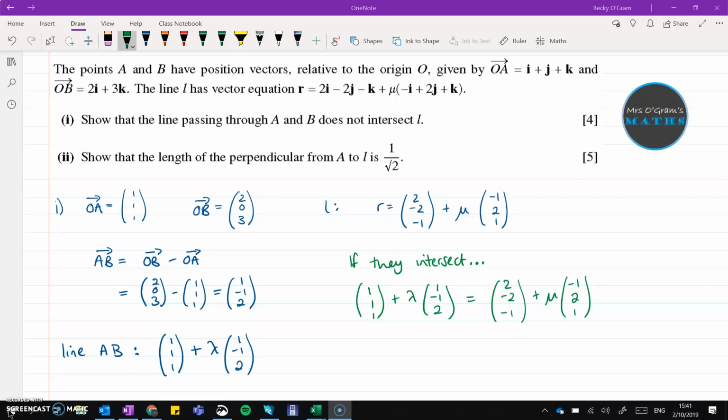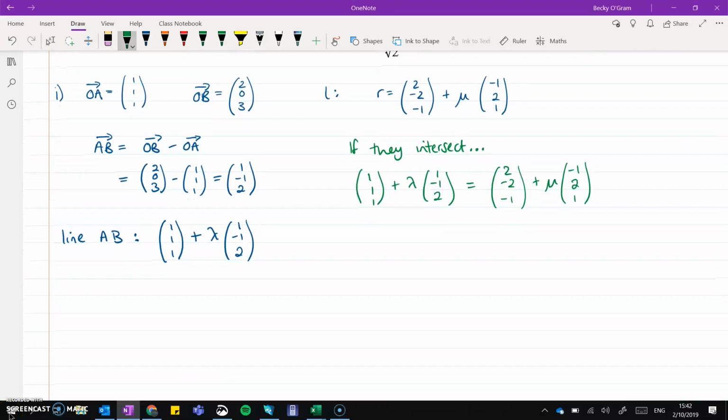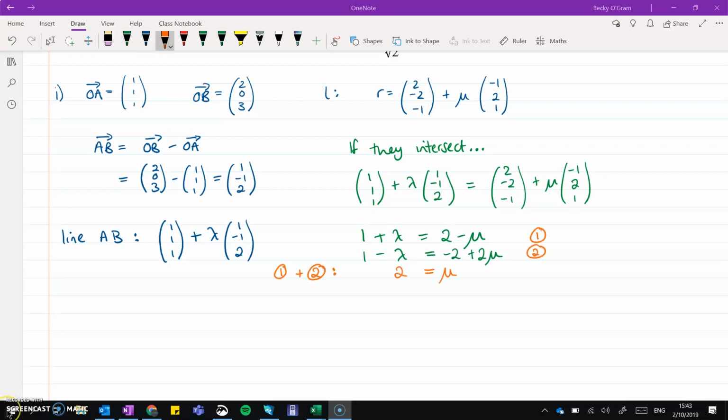We've got each line of the equation here that we'll set as equal to each other and attempt to solve for lambda and mu. The top two lines, and then whatever values we get for lambda and mu to make these two true, we'll put into the third line and show that it's not possible. So I'm doing simultaneous equations. We've got two equations in two unknowns. I will start by adding together those two lines, giving me the answer for mu being 2.